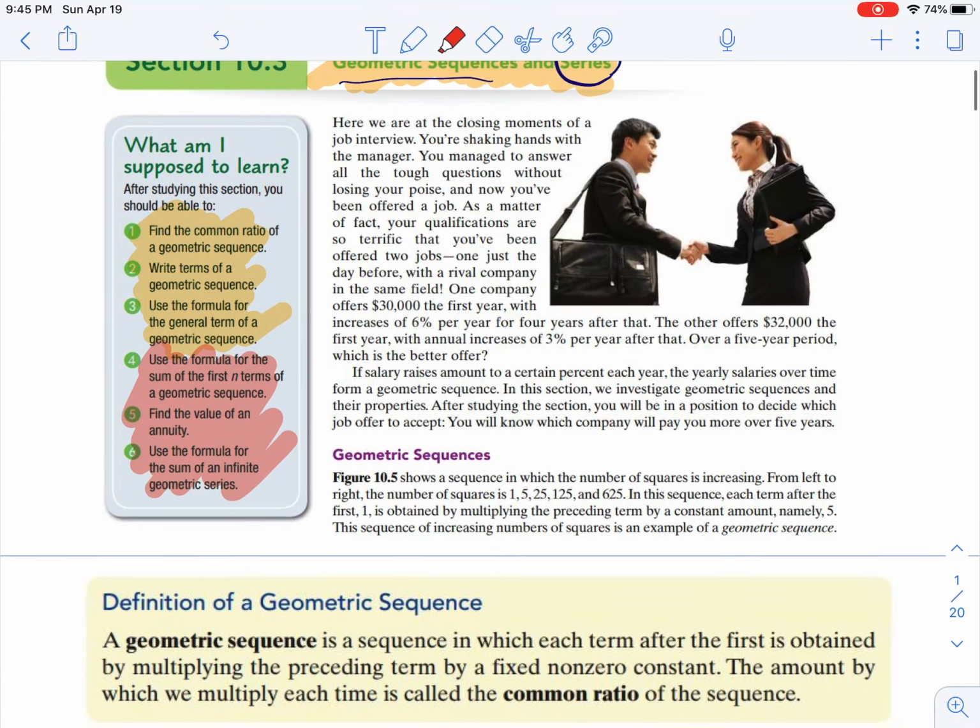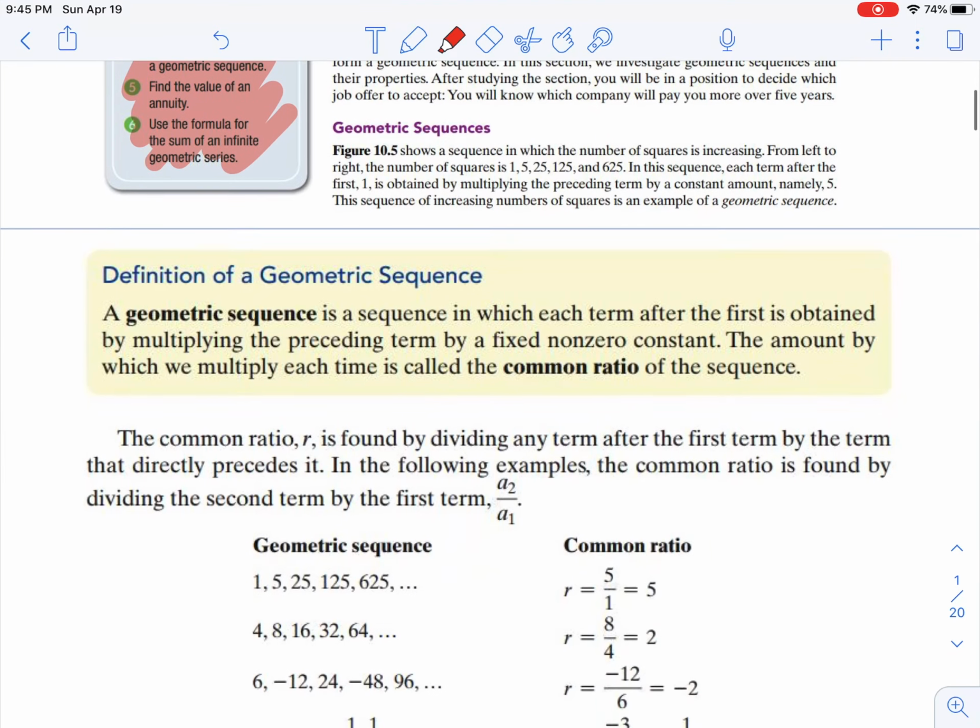So I'm just going to jump right into it. The first thing is we're going to talk about what a geometric sequence is, just a little bit more. A geometric sequence is a sequence in which each term after the first term is obtained by multiplying the preceding term by a fixed non-zero constant. This is called the common ratio.